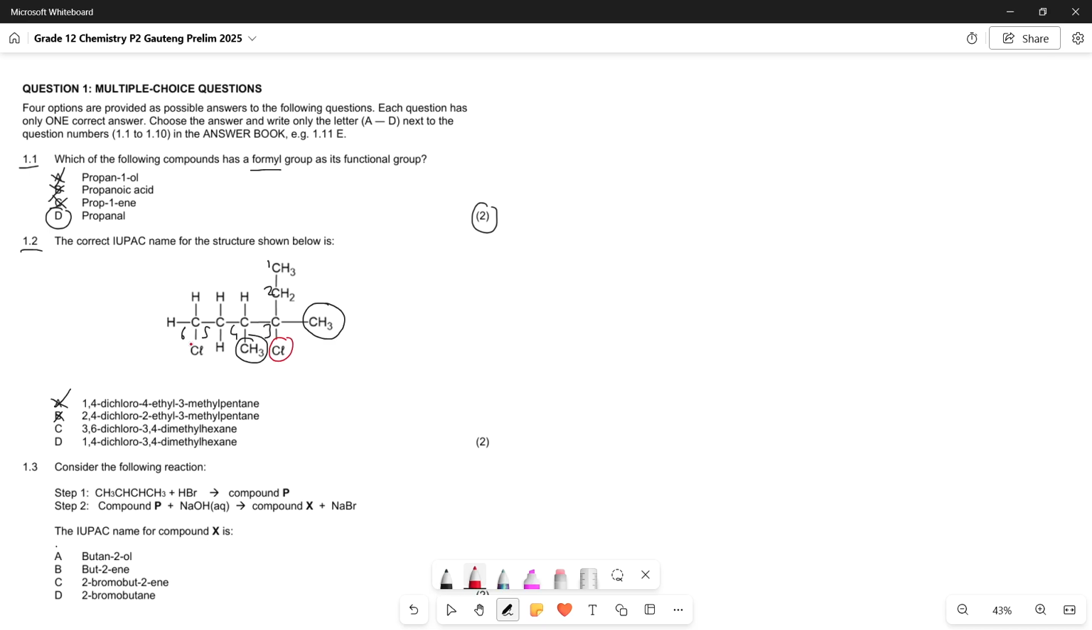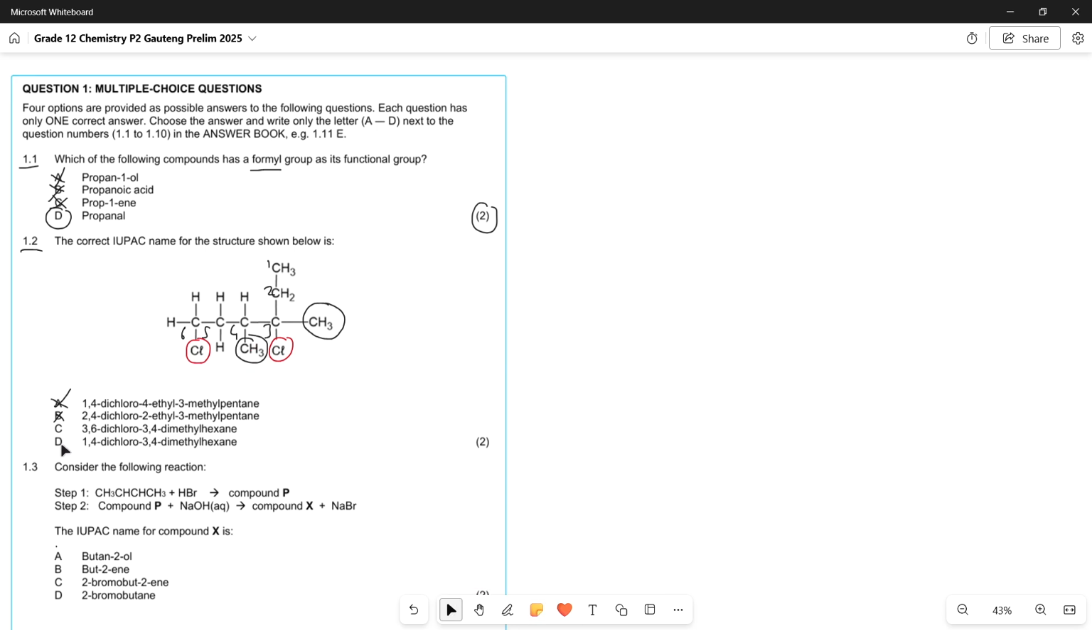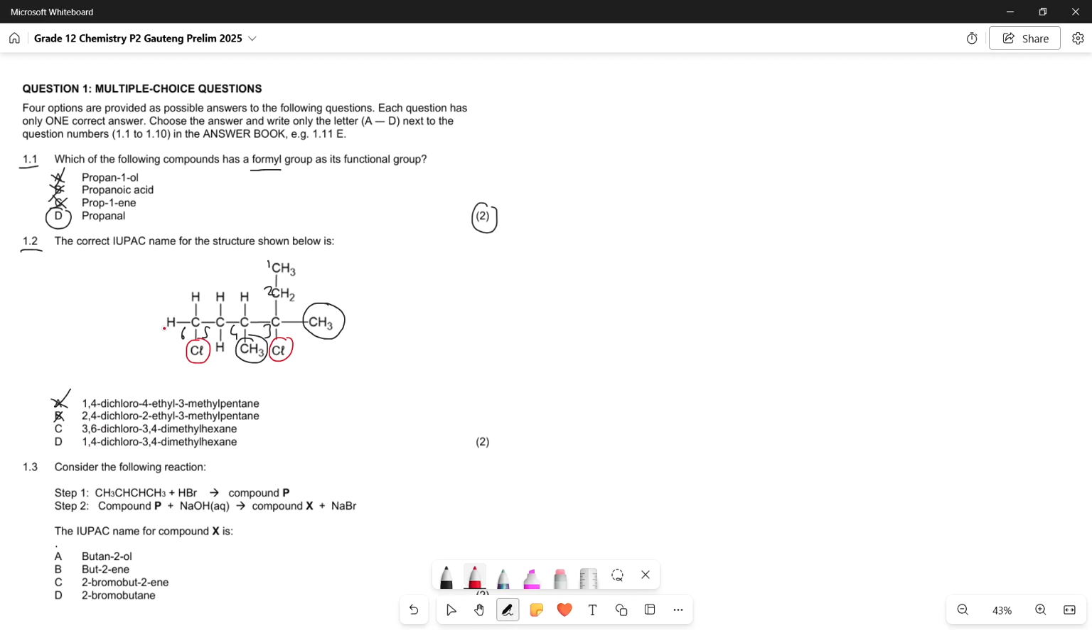So there's a chlorine and there's a chlorine, which means we have a 3 and a 6 as we've done our numbering here. And then we have 3, 4, 1, 2, 3. We have 3 over here and then 4 over here, dimethylhexane. And that's looking good. We just need to check D because C is not the correct answer, because what we have for D is 1, 4.